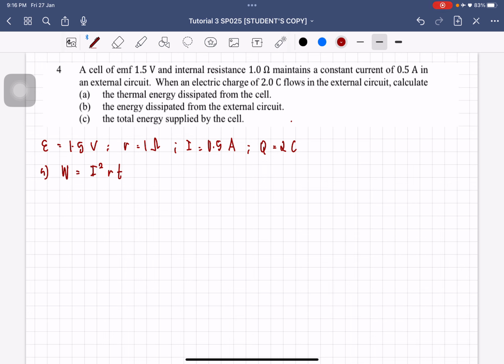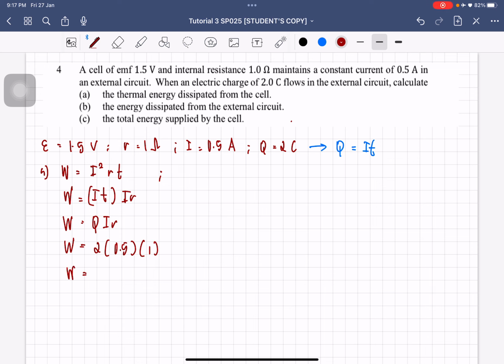Okay, let me just think. So basically, since we have the value of Q, we know that Q is equal to IT. So we can substitute this into this equation here by doing this: I T, I R. So this is going to be equal to Q I R, where Q is equal to 2, I is equal to 0.5, and the internal resistance is equal to 1.